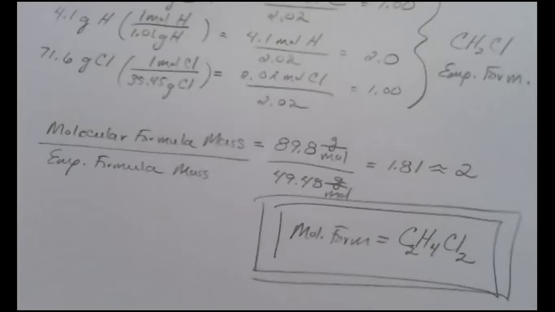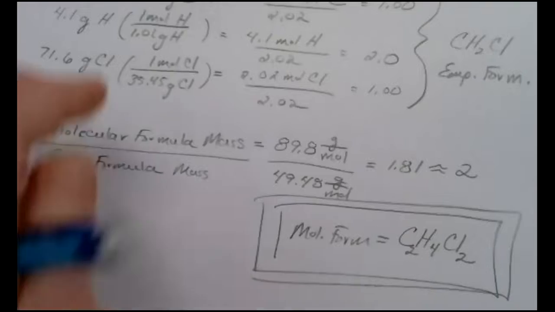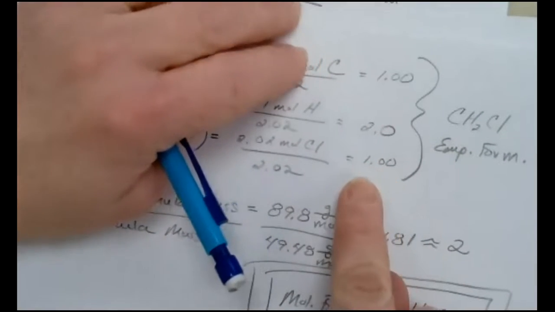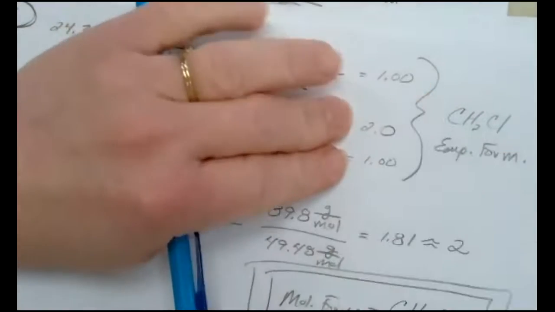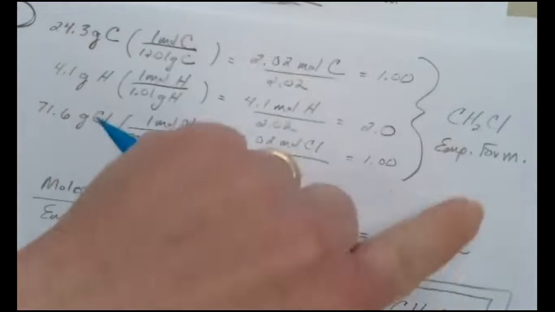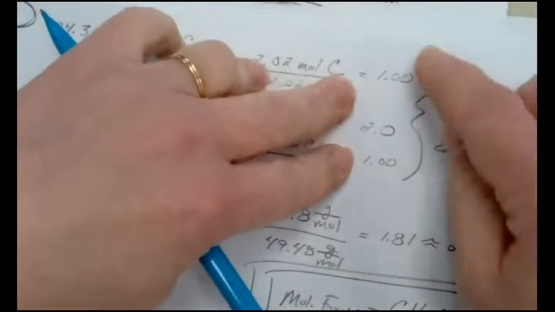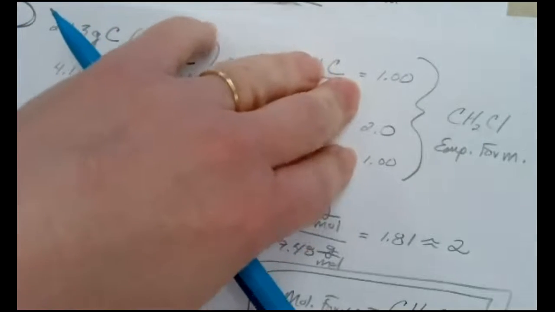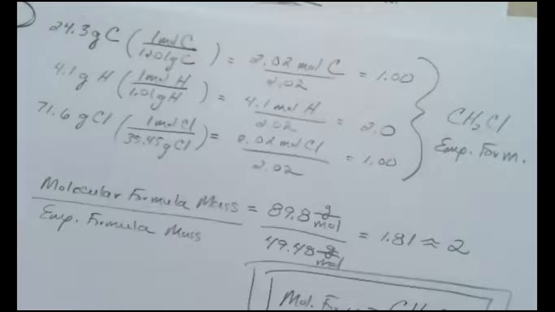Whenever we divide by the smallest amount of moles and then get what may directly be our subscripts, or we may have to multiply through by 2 or 3, these will not differ more than 0.05 of a gram.